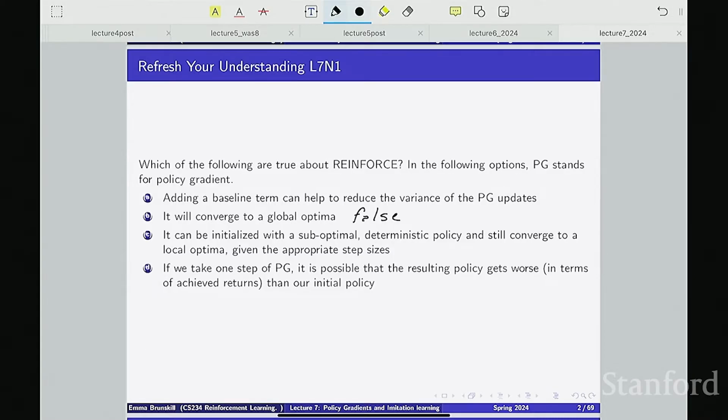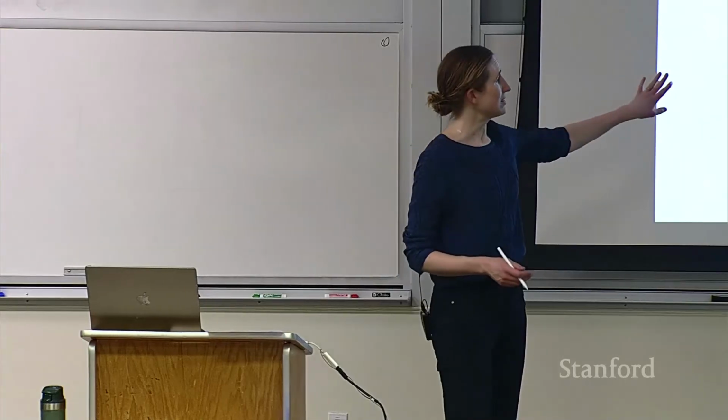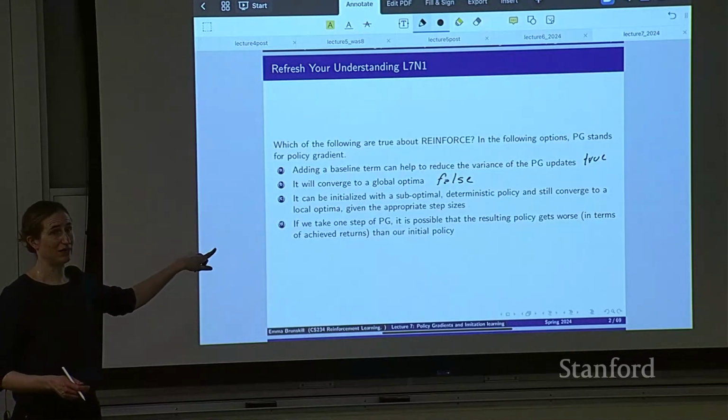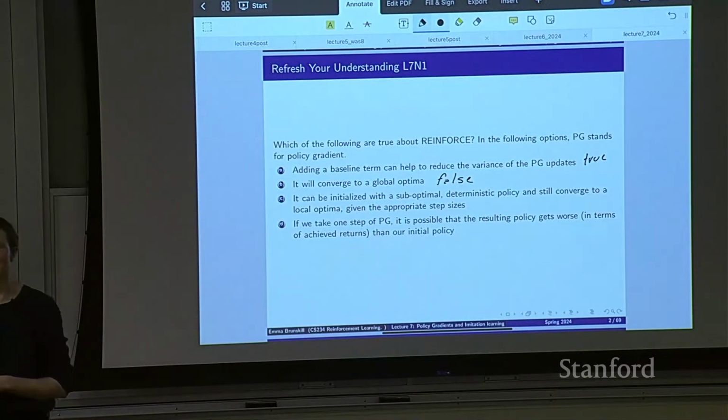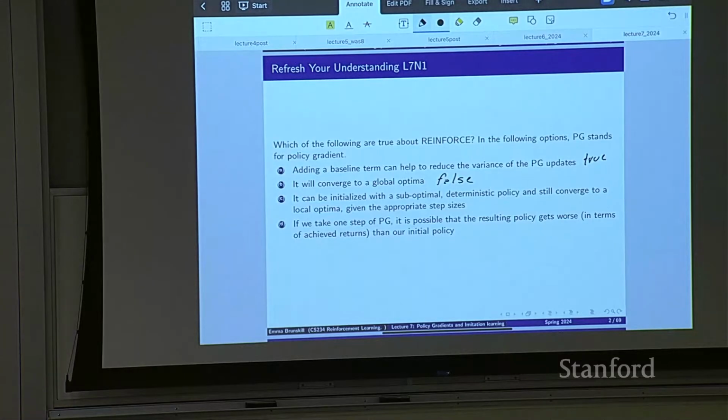Okay, great. So I think a lot of people remembered from last time that in general, a baseline term does help with the variance, and that's one of the reasons we are adding it. You can't initialize it with a deterministic policy. Does somebody want to say why? What's the problem with deterministic policies?